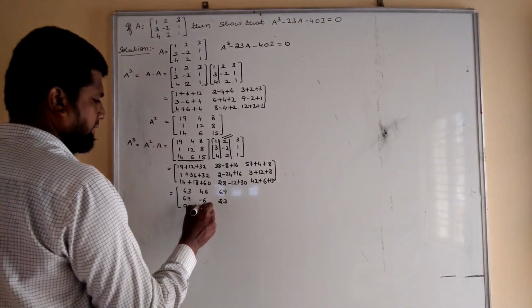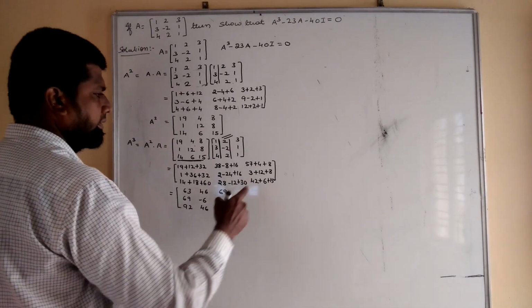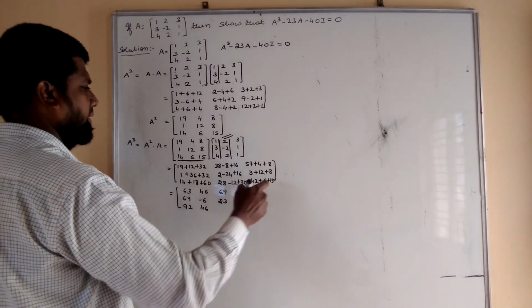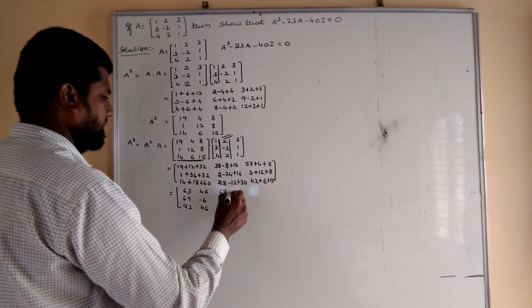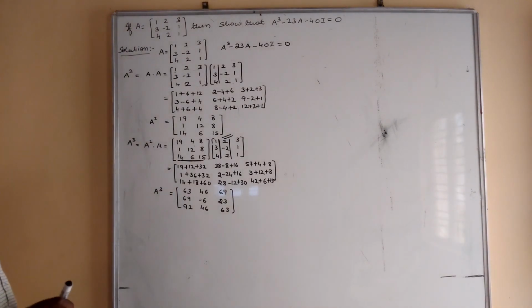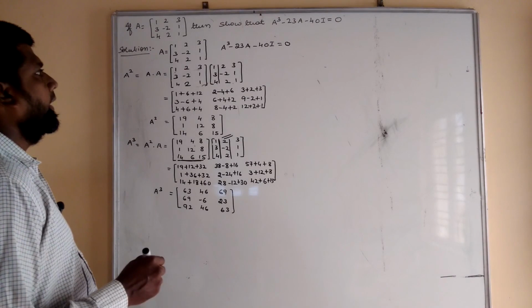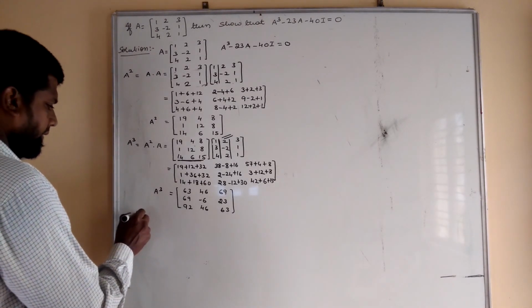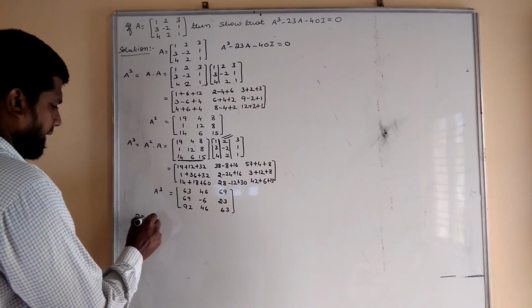16 plus 30 is 46. 42 plus 6 is 48. 48 plus 15 is 63. So this is the A cube we got. Let us go for the 23A. So let us take 23 into A.